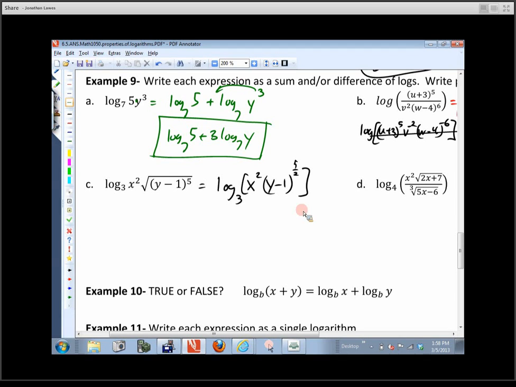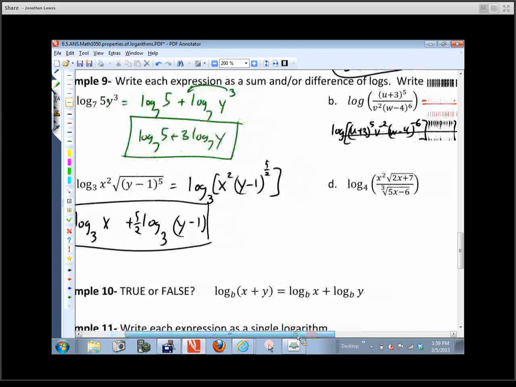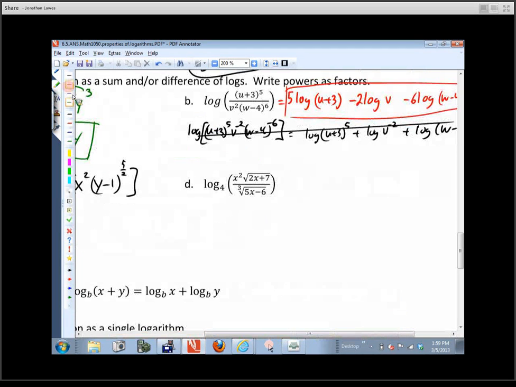Do I have any division? Nope. So for the time being, I'm going to write down log base 3 of x squared plus log base 3 of y minus 1 raised to the 5/2. And what am I going to do with that power and that power? Slide them out front. Now, if you can do this all at once, that's totally fine with me. But that right there, as much as it bugs all of you, that's the answer. Any questions? We sure? Okay, let's look at this last example right here, and then we'll go on to the other type.